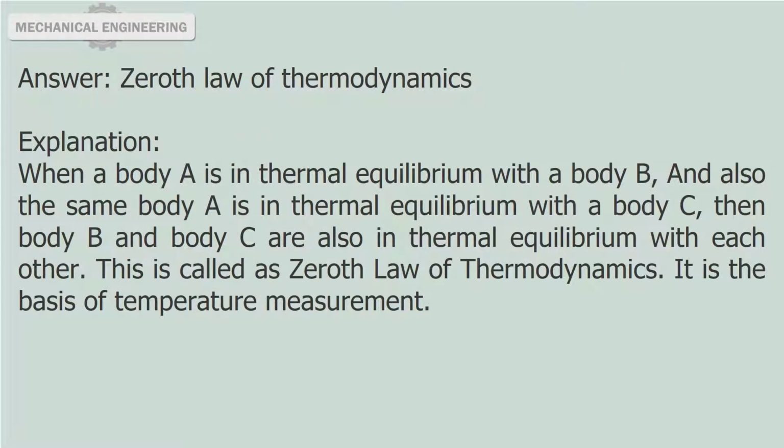Answer: Zeroth law of thermodynamics. Explanation: when a body A is in thermal equilibrium with a body B, and also the same body A is in thermal equilibrium with a body C, then body B and body C are also in thermal equilibrium with each other. This is called as Zeroth law of thermodynamics. It is the basis of temperature measurement.